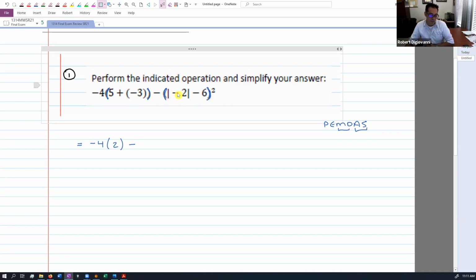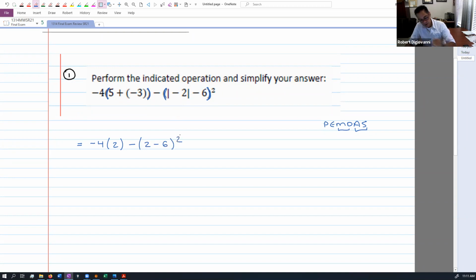And so I have these bars around -2. That's the absolute value of -2. The absolute value of -2 is +2. And then -6. And I still need to square that. So now I need to figure out what 2 minus 6 is. If you take 2 and subtract 6, you get -4. So this becomes -4 squared.